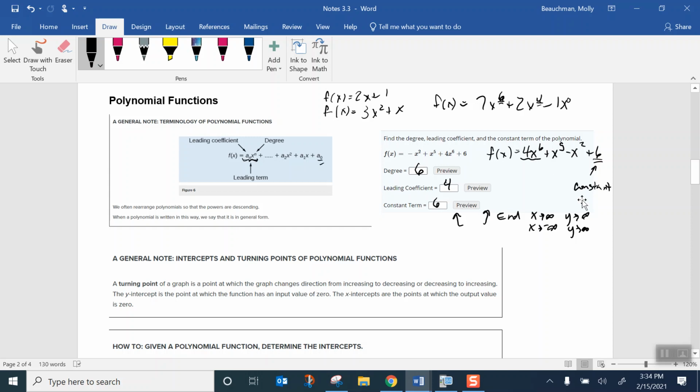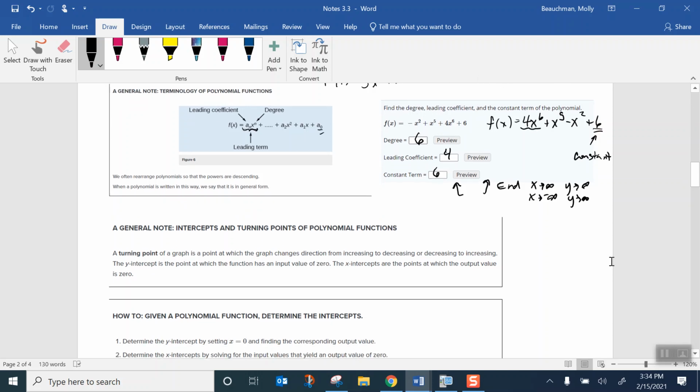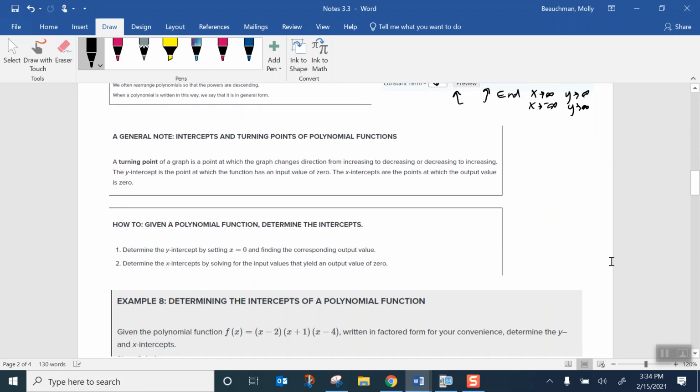So polynomials have other features because we have all of these extra terms. So we have things called intercepts and turning points. A turning point of a graph is a point at which the graph changes direction from increasing to decreasing or from decreasing to increasing. The y-intercept is the same definition as we've had. It's the point at which the function has an input value of 0. The x-intercepts are the points in which the output value is 0.